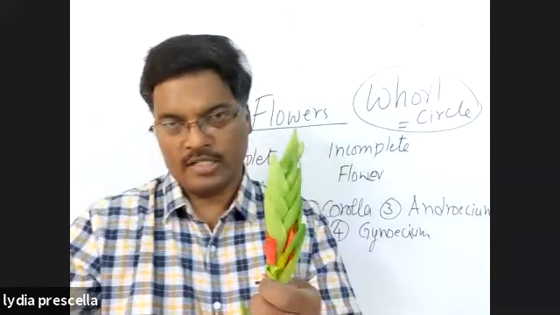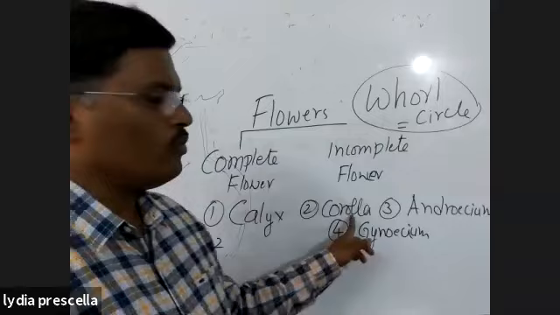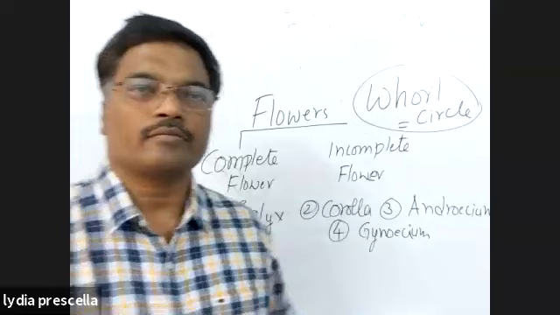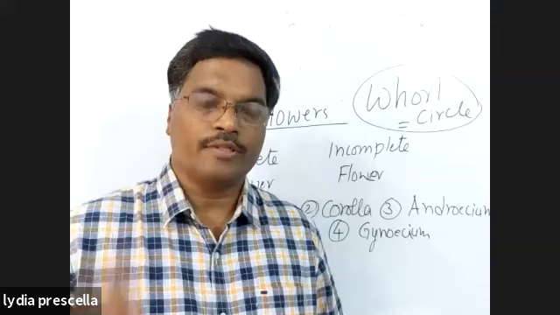Now we come to the second whorl of the flower, that is called the corolla. In this corolla also, we have to remember five things. Corolla is the second whorl of the flower. This is the first point. Number two, it is a collection of petals.